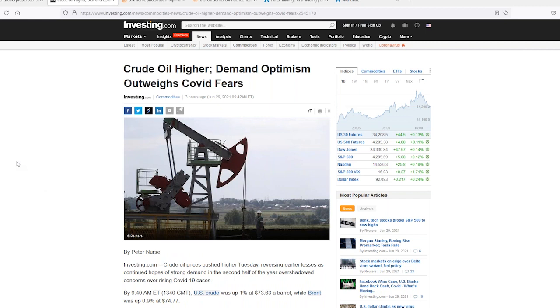Now, crude oil higher. Demand optimism outweighs COVID fears. Okay, another positive headline. Okay, high demand for oil. Why? Because a lot of the major economies around the world are coming out of their lockdowns. They're coming out of the COVID pandemic lockdowns, and economies are opening up and starting to actually do quite well. So there's demand optimism outweighing COVID fears. It makes sense until the next outbreak, right? No, hopefully it doesn't occur. Hopefully this Indian strain of the virus can get under control.